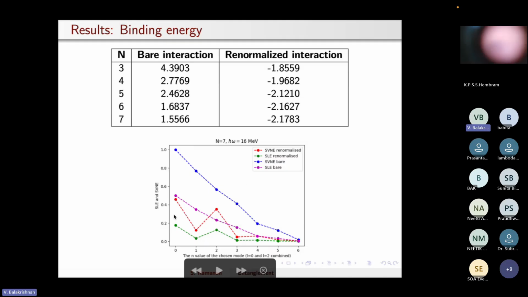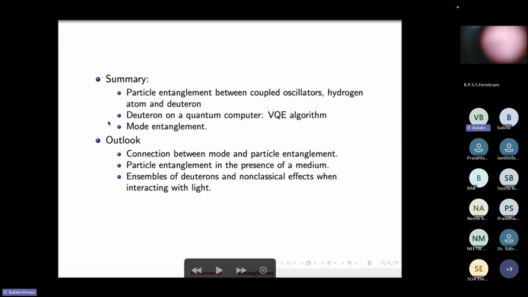The SLE for the bare interaction is given by the purple curve, and that also shows the same kind of strong entanglement between the different modes of the basis. Whereas if you take the renormalized interaction, you see that by about 3, 4, 5, the entanglement flattens, which also explains why it was possible to truncate or get converged results already with n equal to 7, which means you have about 14 qubits.